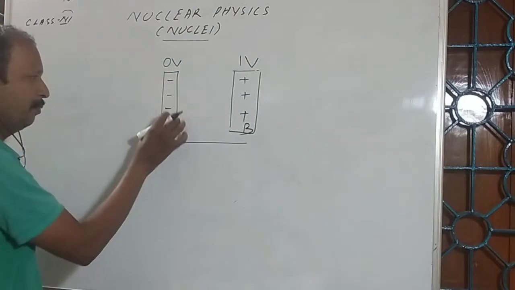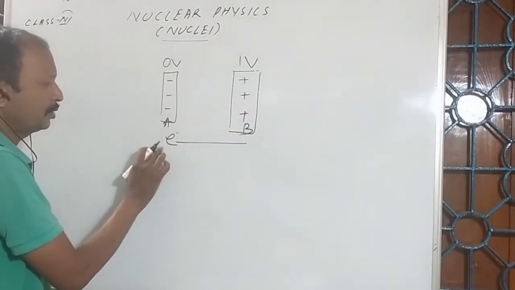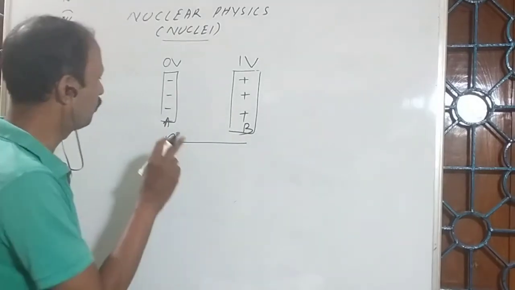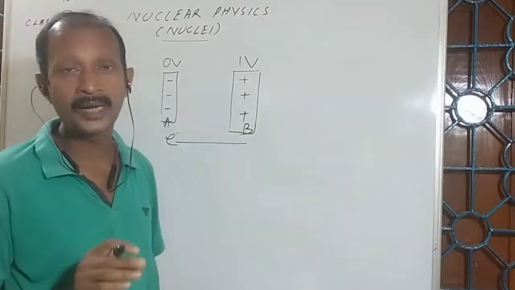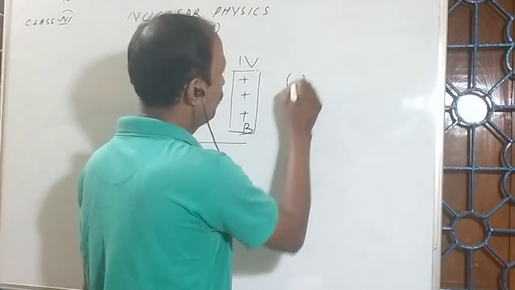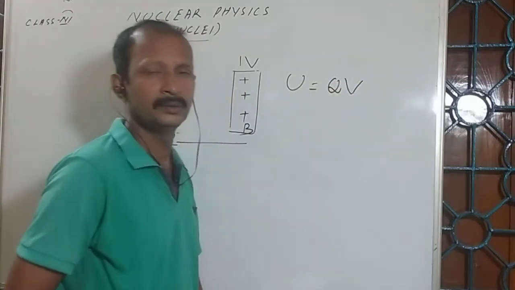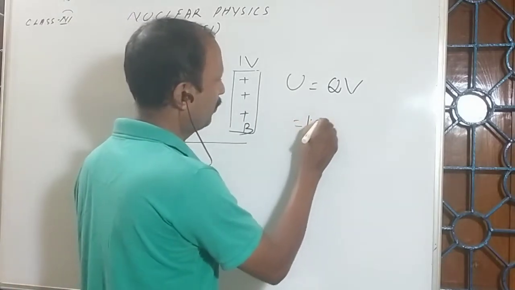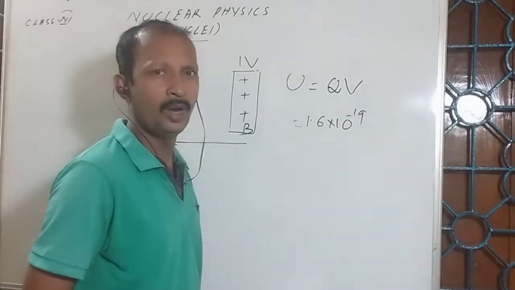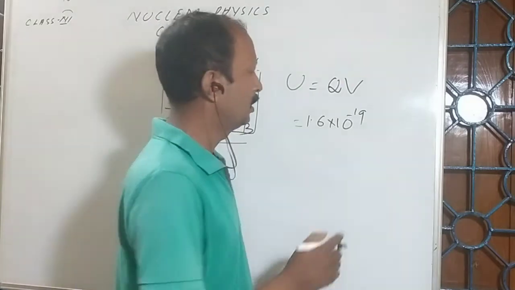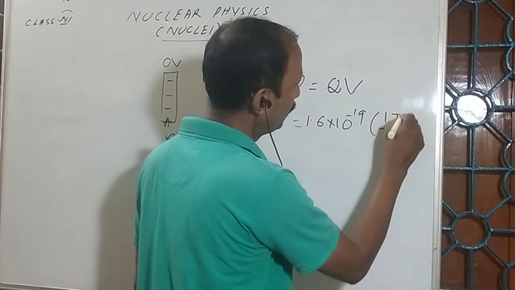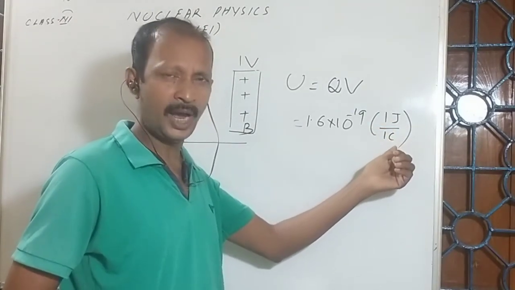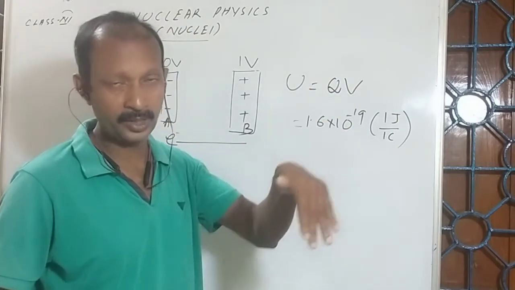Listen carefully. This is the negative plate, this is the positive plate, an electron is there. I want to take it from here to here. It needs some energy; I have to do some work. That work, or the energy required to move from 0 volt to 1 volt, is equal to 1 electron volt. You know that this potential energy is the product of charge and potential difference. The charge of an electron is 1.6 × 10^-19 coulomb, and in place of potential difference I can write 1 joule per 1 coulomb, because potential difference is work done per unit charge. Work done is in joule, charge is in coulomb.